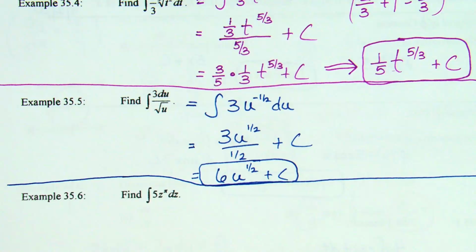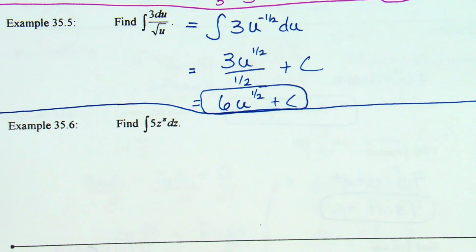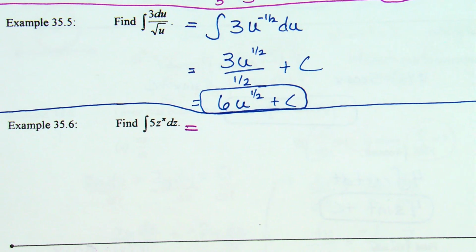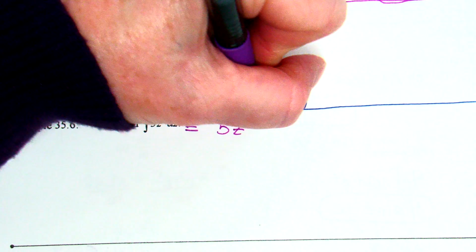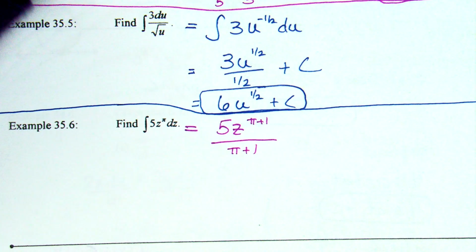Okay. One more example for the day. The integral of 5z to the pi dz. Can you guys read that that's a pi? Okay, what are your thoughts? Okay, so we add 1 to the power. So it's 5z to the pi plus 1. And then we're dividing by the new power, which is pi plus 1. And then plus C.